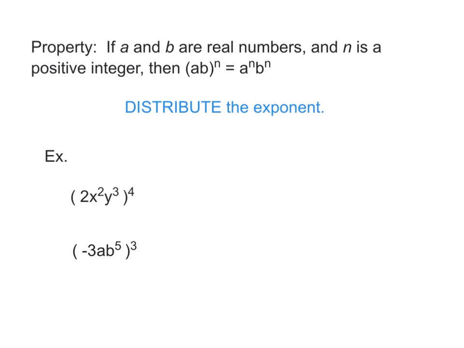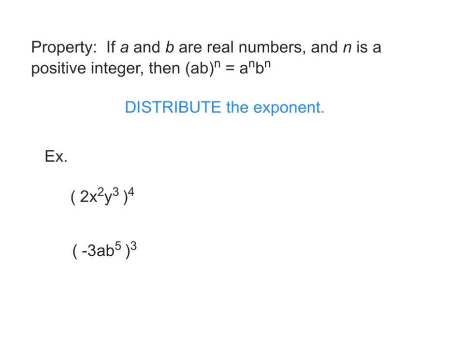The final property we're going to talk about is if a and b are real numbers and n is a positive integer, then a times b, all raised to the n power, equals a to the n times b to the n. What that's telling you is that you can distribute the exponent. Let's look at a couple examples like this.